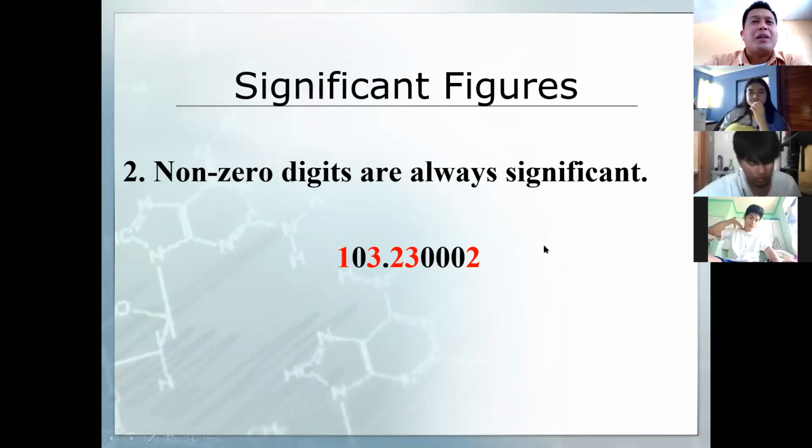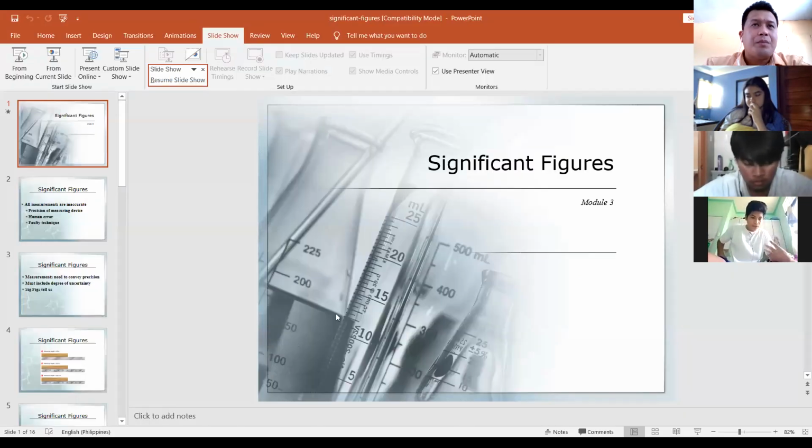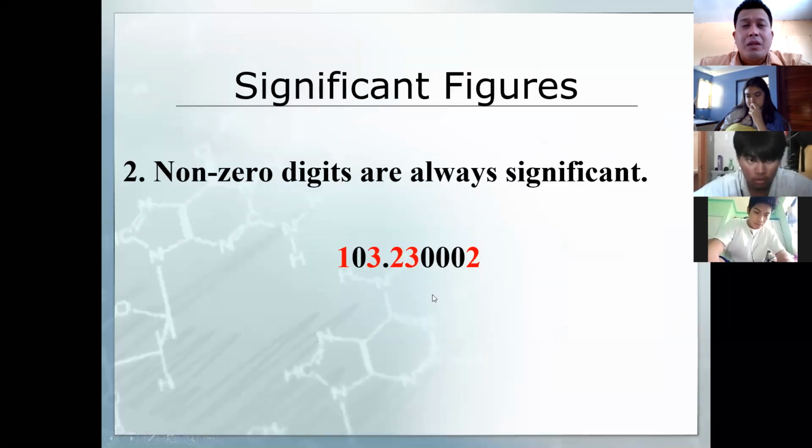So the first rule there, according to what the rule says, all non-zero digits are always significant, isn't it? All non-zero digits are always significant. And what are the non-zero digits? The numbers 1 to 9, no? 1, 2, 3, 4, 5, 6, 7, 8, 9. They're all significant digits. That's rule number 1. What about rule number 2? Can you tell me what's rule number 2 there?